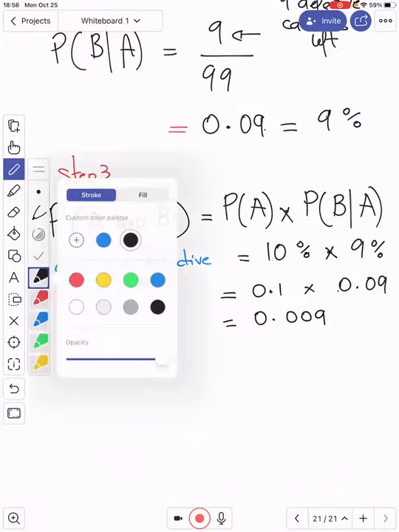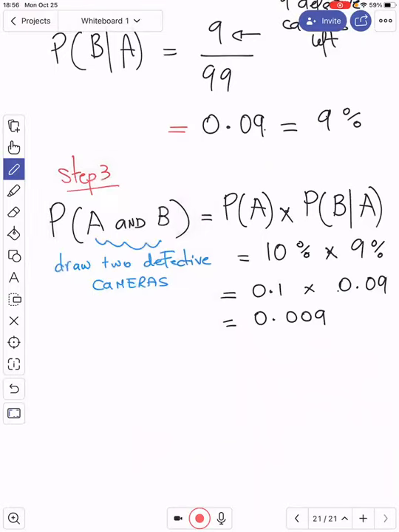So in percentage, that will be equal to 0.9%, right? Because if you take two digits after the decimal, that would be just zero, and that would be 0.9%. Any questions, guys? Of course, here I gave you all the details, but that's how we compute the probability of two dependent events.